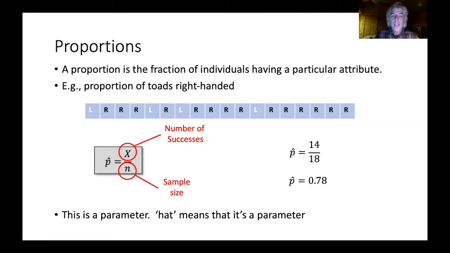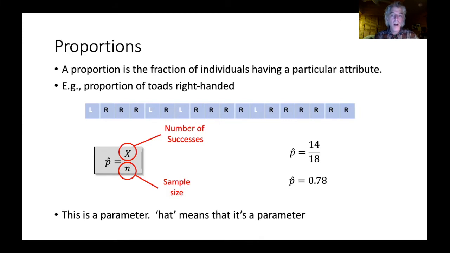And so in our example that we've been working through of the proportion of right-handed toads in our sample, here we have our example where we had 18 observations of the handedness of toads, and 14 out of those 18 observations were right-handed. Okay, so from this statistical sample then, we can calculate this parameter p hat. P corresponds to the proportion that we're trying to estimate or calculate, and the hat just refers to the fact that this is an estimate, okay?